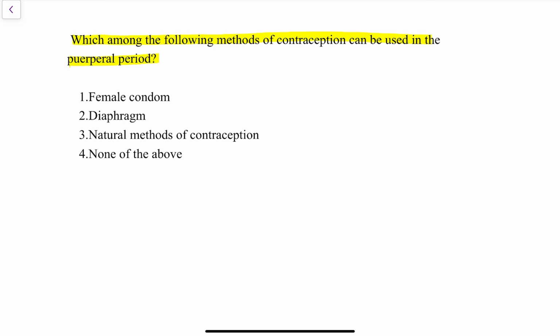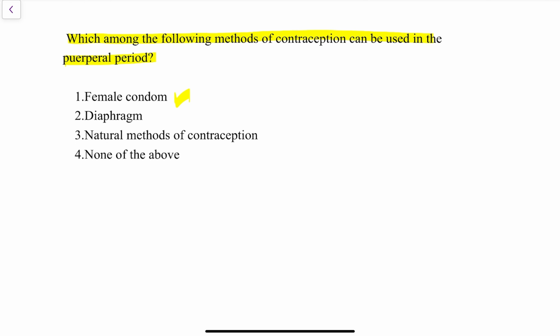The puerperal period is sometime after the postpartum period, right? After the delivery of the fetus, the female is going to be in the immediate postpartum period. The puerperal period is around 6 weeks after the delivery. So until 6 weeks, what are the methods of contraception which can be used? The options are female condom, diaphragm, natural methods of contraception, and none of the above.